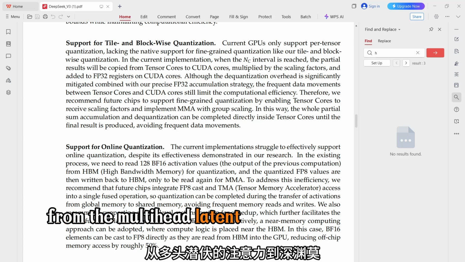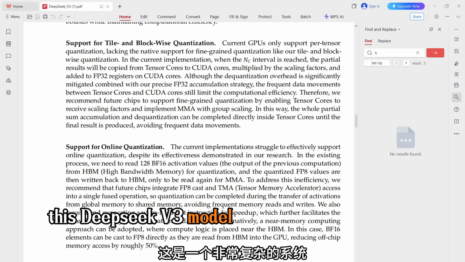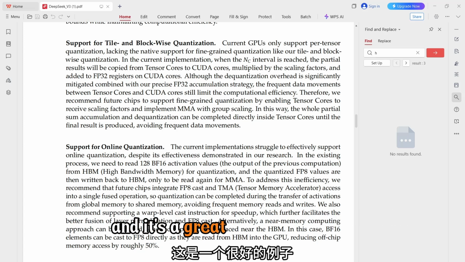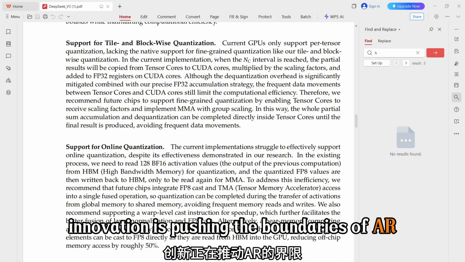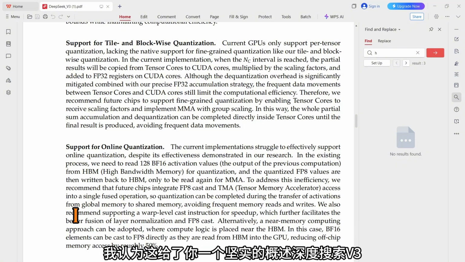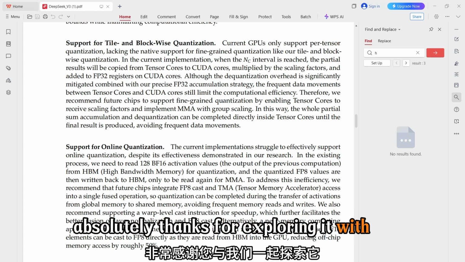From the multi-head latent attention to DeepSeekMoE and the load balancing, this DeepSeek V3 model is a very sophisticated system. And it's a great example of how innovation is pushing the boundaries of AI. Yes, it's been a fun deep dive today. I think that gives you a solid overview of DeepSeek V3. Absolutely. Thanks for exploring it with us.